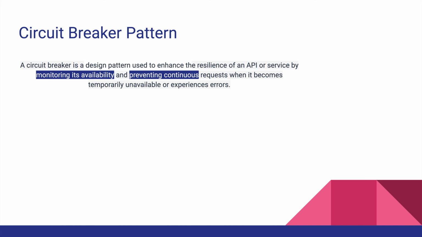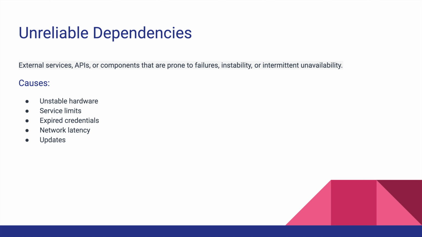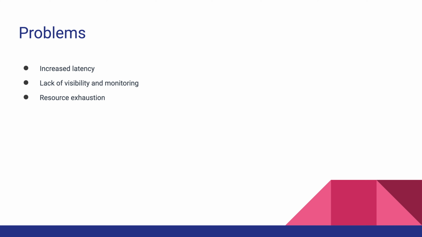So here it's talking about dependencies which are unreliable. What are unreliable dependencies? They can be any external services, APIs, or even components that are prone to failure, instability, and intermittent availability issues. These are some of the problems that we may face without a circuit breaker.